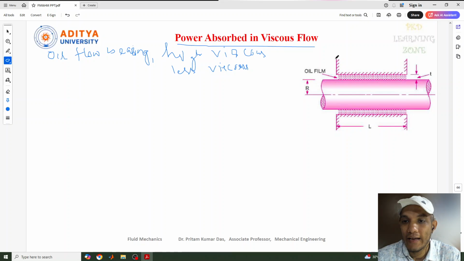So here I have taken a bearing and a shaft into consideration. I'll discuss that. A perfect oil needs to be selected, that means a perfect amount of viscosity needs to be selected, neither highly viscous nor less viscous. And to overcome this kind of problem, we look at how much power is going to be absorbed.